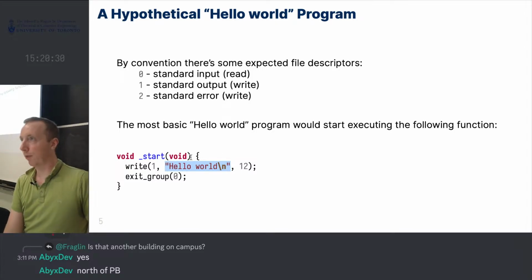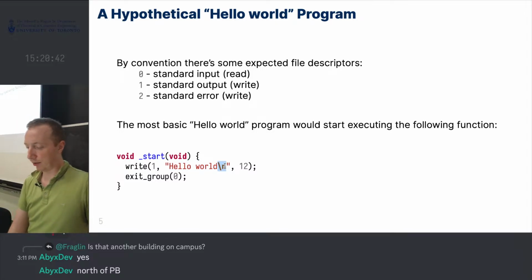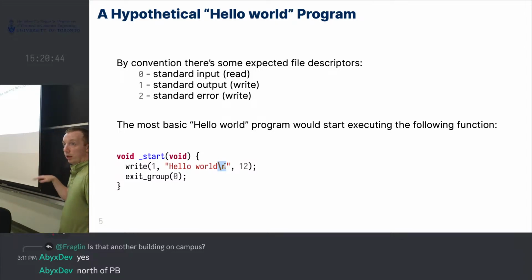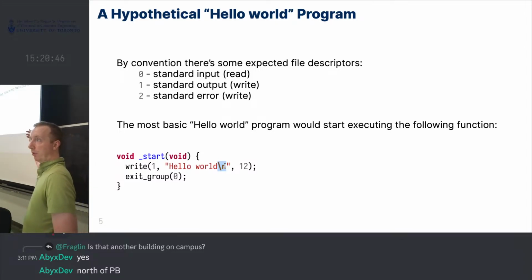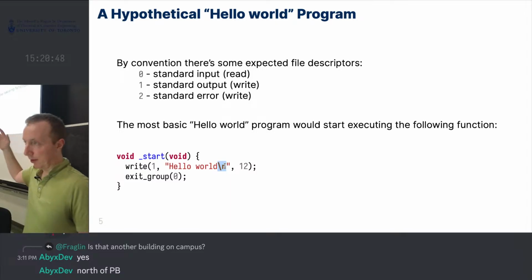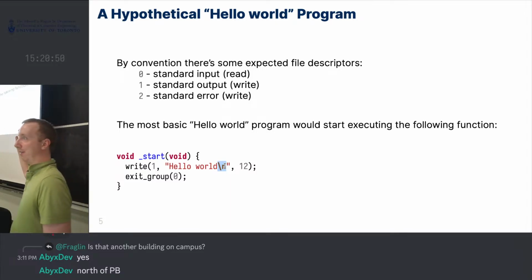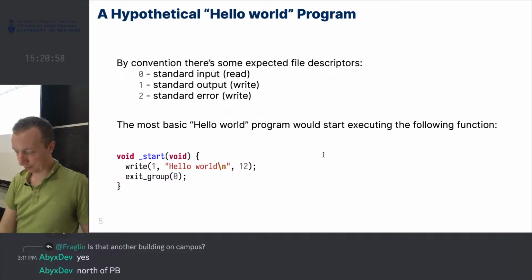Why is it 12? Well, pretty much every character is 1 byte. So hello is 5 bytes. Space is another byte. That gets us to 6. World is another 5. That gets us to 11. And this \n, that's actually a new line byte. So that's actually 1 byte, which gets us to 12. So if magically I could just start executing this function, this is all I would need for hello world. And it's just by convention of those file descriptors.